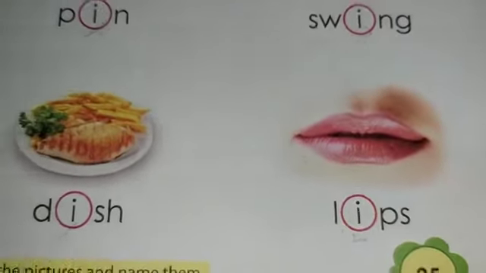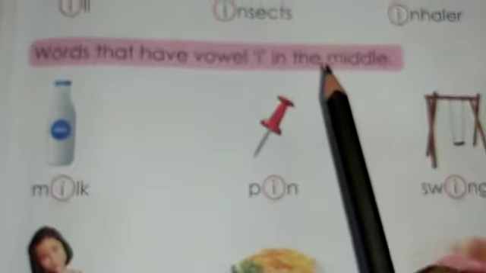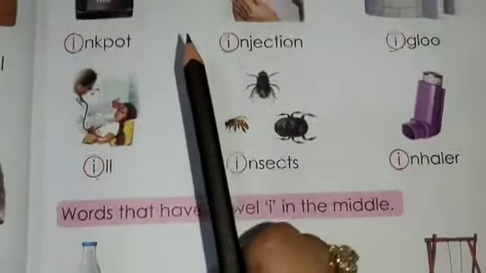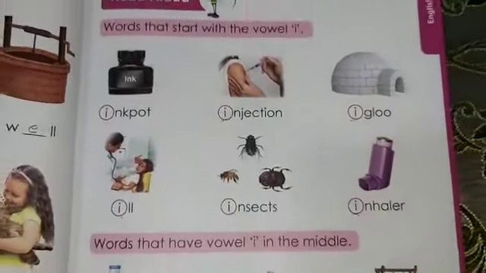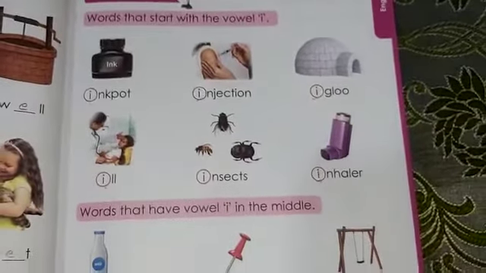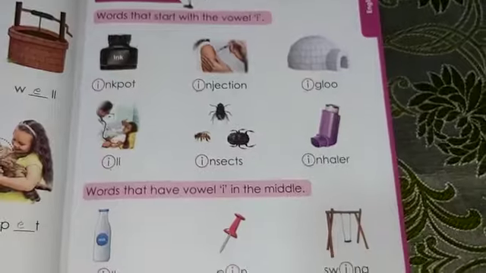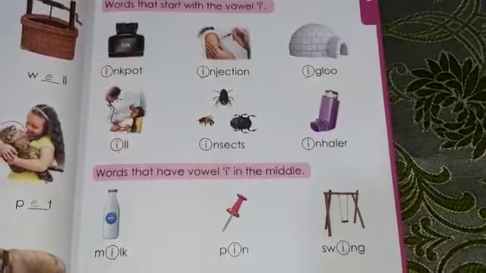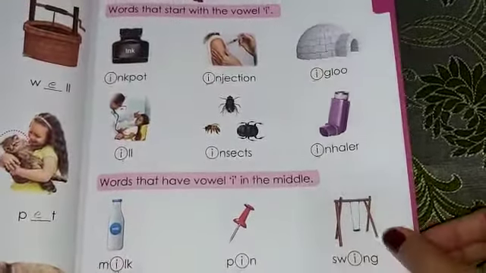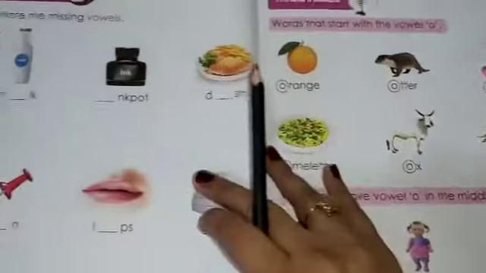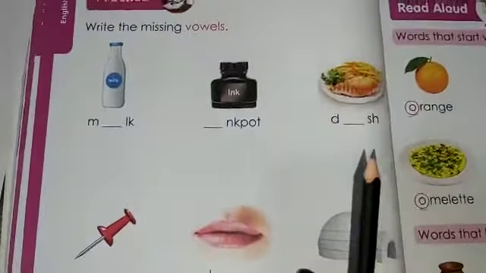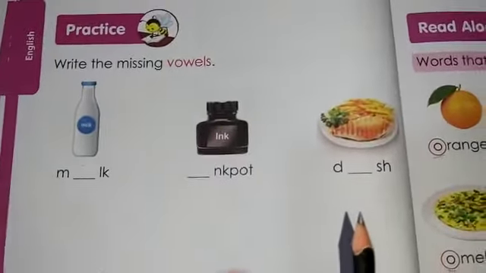Okay, got it? So this is what we have just studied. The words that have vowel I in the middle. And earlier we have studied what? The words that start with the vowel I. So I hope both these things are clear. All the words that start with vowel I and the words that have vowel I in the middle. Now, after we have done this, let's flip over to the next page where we have been given an exercise. So let's do this exercise together.